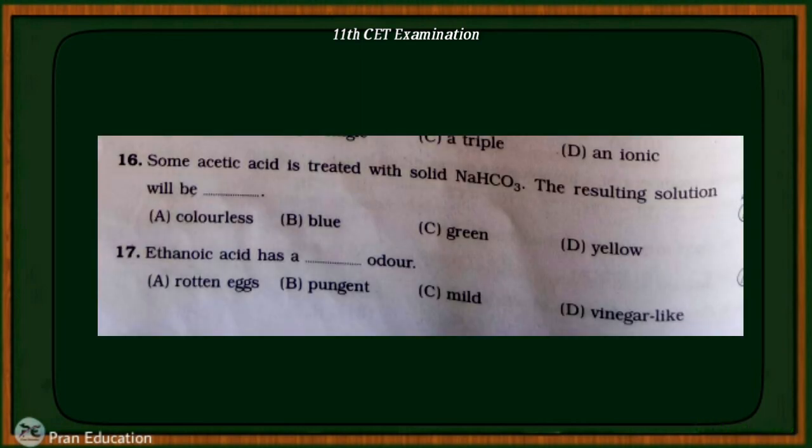Sixteenth, when acetic acid is treated with solid NaHCO3, the resulting solution will be dash. Options: A, colorless. B, blue. C, green. D, yellow. The correct option is option A, colorless. Seventeenth, ethanoic acid has a dash odor. Options: A, rotten egg. B, pungent. C, mild. D, vinegar like. The correct option is option D, vinegar like.